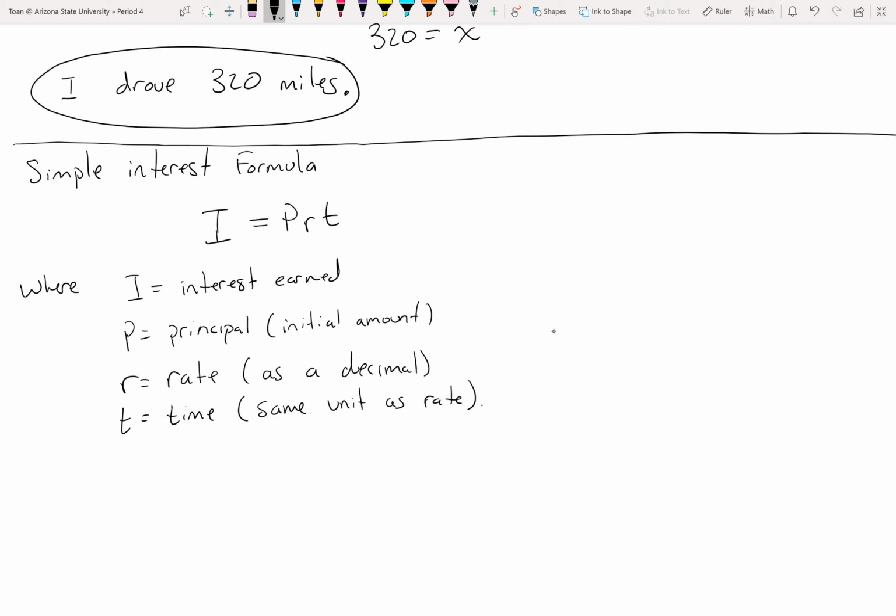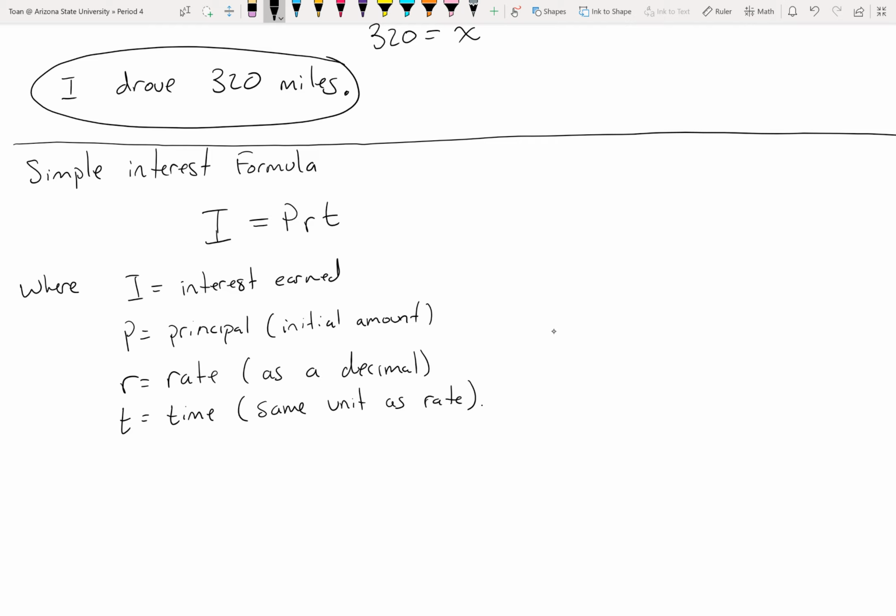And the important thing is, it has to be the same units as the rate. What do I mean by the same unit? Because isn't rate always a percentage? Well, if the rate is 1% a month, time has to be in months. If it's 5% a year, time has to be years. So whatever your units of time for rate is, that's what T should be.